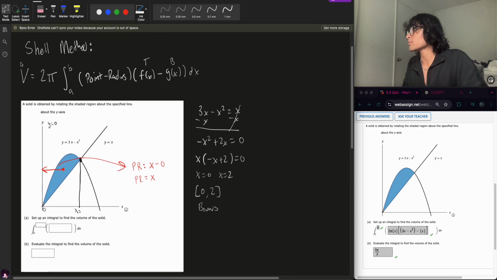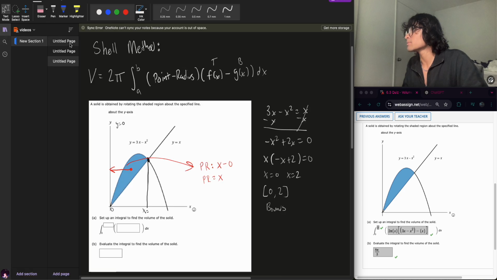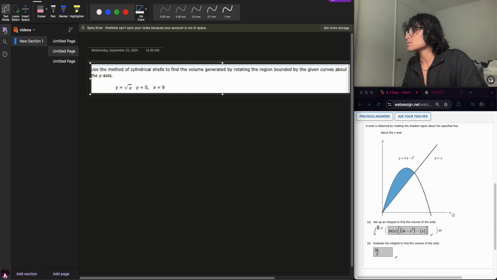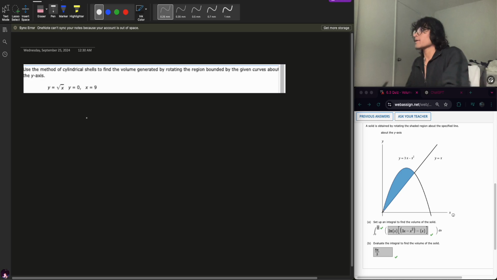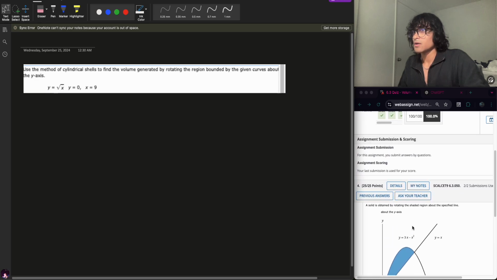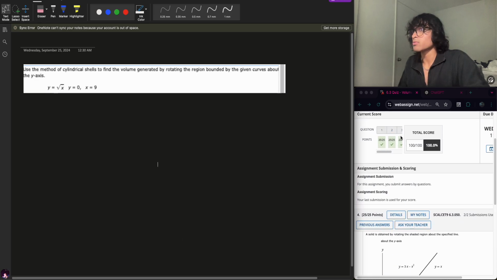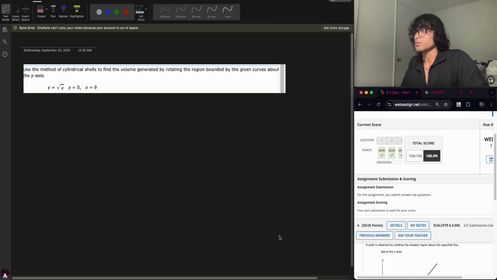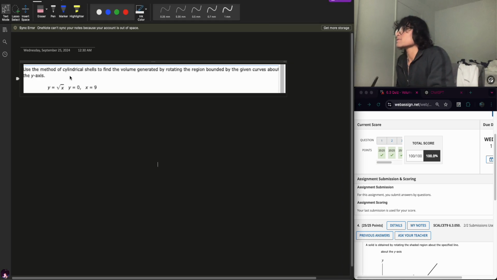So we're going to go on to the next problem. You can ignore this screen. I've already answered this problem, so I'm going to check myself to see if I did it right. It's problem number 2. Use the method of cylindrical shells to find the volume generated by rotating the region bounded by the given curves about the y-axis.